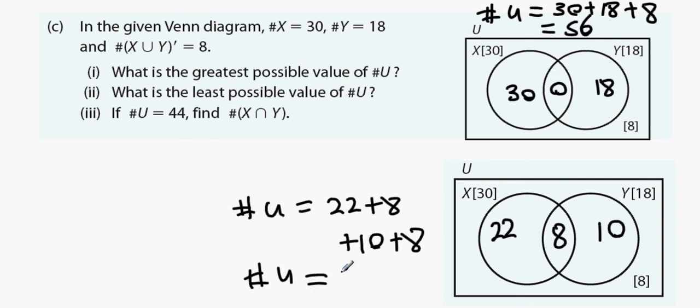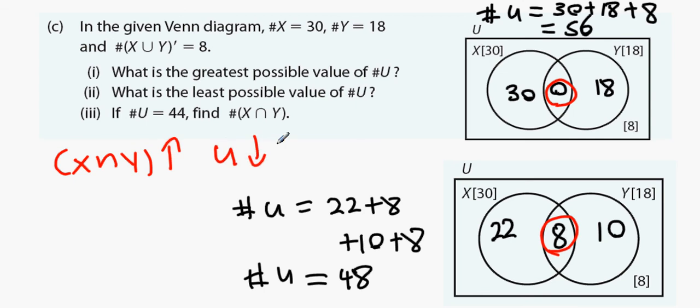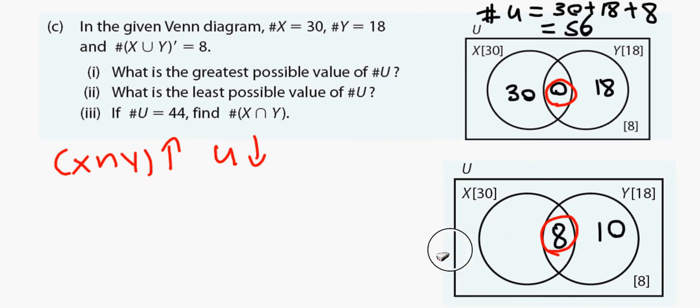So basically what's happening here is the bigger we make the intersection number, the smaller u is. As x intersection y goes up, u goes down. That's the trend we're noticing. What we've got to do next is figure out what our largest intersection value could be. The first question was, what's the greatest possible value of u? We've already done that. It's 56, because if the intersection is 0, it's a larger number. So remember, if x intersection y is a small number, u is a large number.